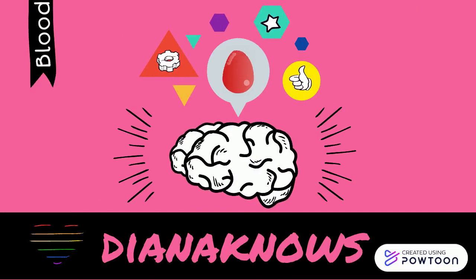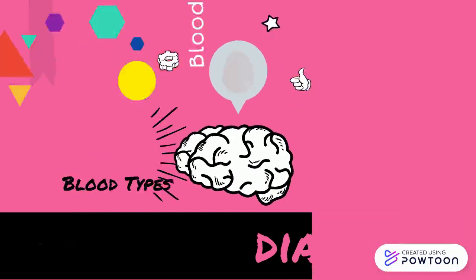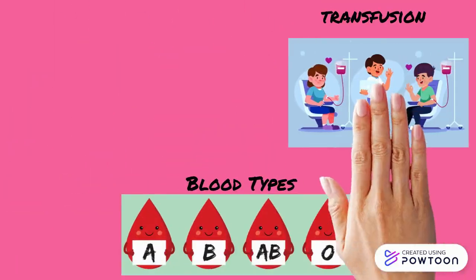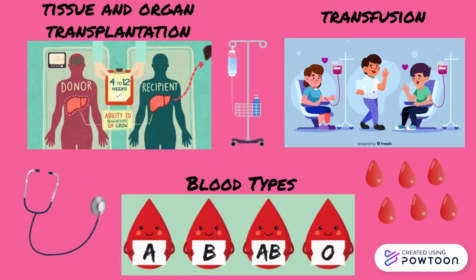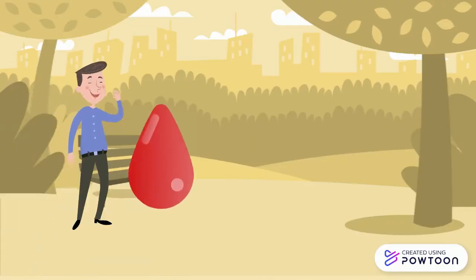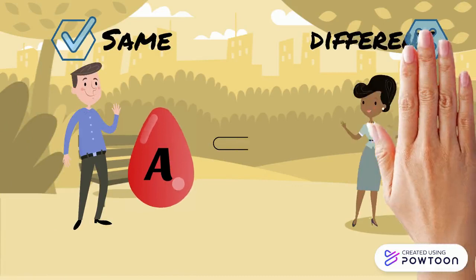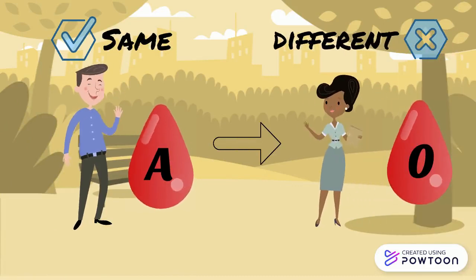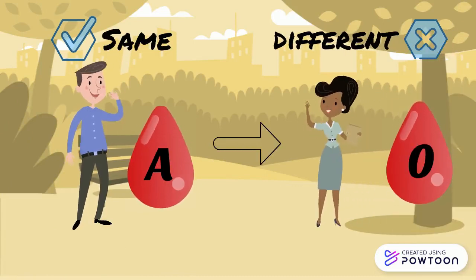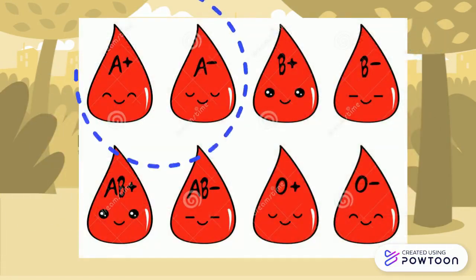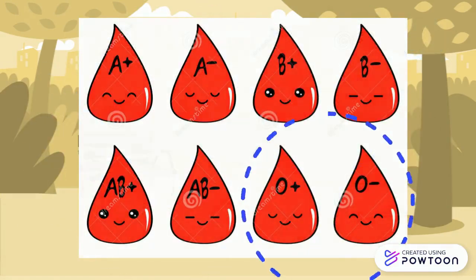In our topic today, we will talk about blood types, transfusion, tissue, and organ transplantation. A person's blood may be the same or different from one another, and this is because there are different types of blood, which can be type A, type B, type AB, and type O.